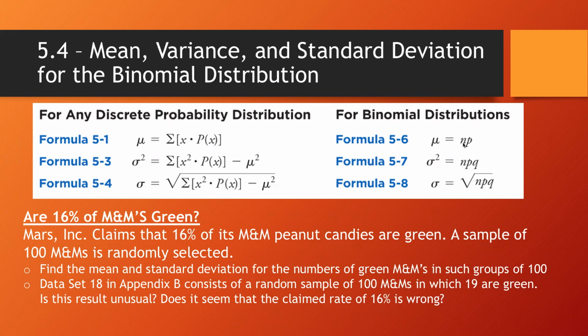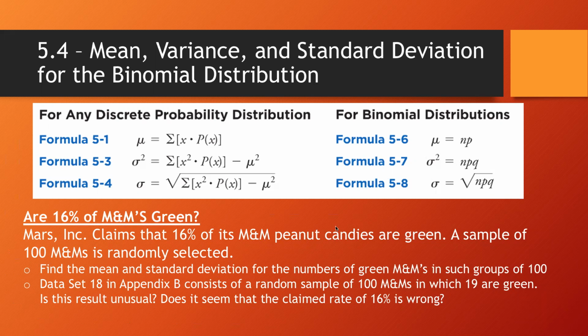So that's just the number of trials times the probability of success, which is going to be your mean. And the variance is just going to be n times p times q. In other words, the number of trials times the probability of success times the probability of failure. And if you take the square root of both sides, that's how you get the standard deviation. Pretty straightforward, pretty awesome in terms of calculations.